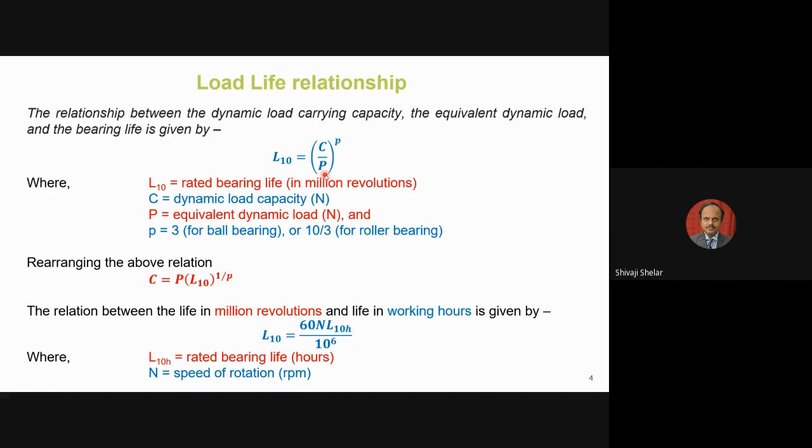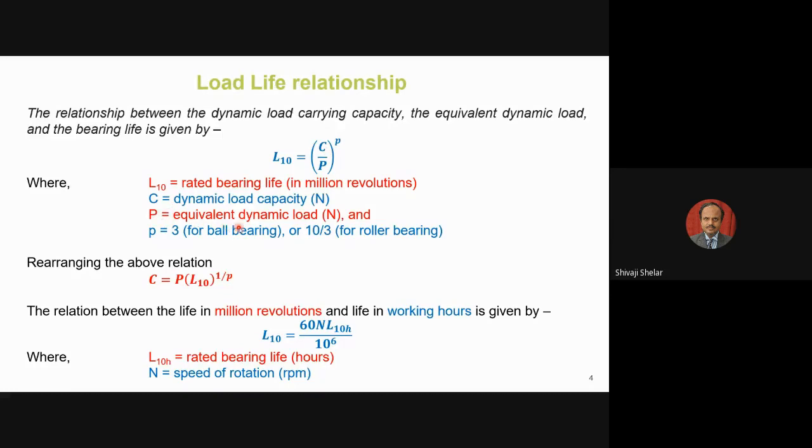So these two terms can be correlated with your bearing rated life, which is called L10 life. By this relation, L10 is equal to C by P raised to p. Where L10 is your rated bearing life in terms of million revolutions. Capital C will be dynamic load capacity in Newton. This value you can calculate also, if you know the bearing life and if you have calculated the dynamic load, so you can calculate the bearing capacity of that bearing in actual working condition.